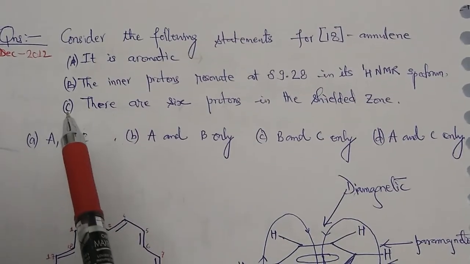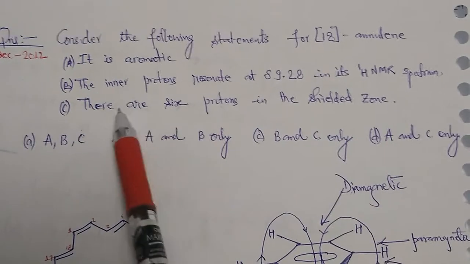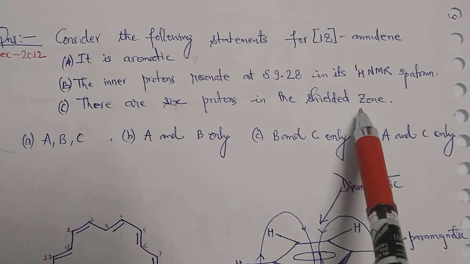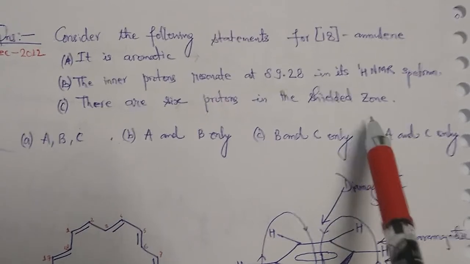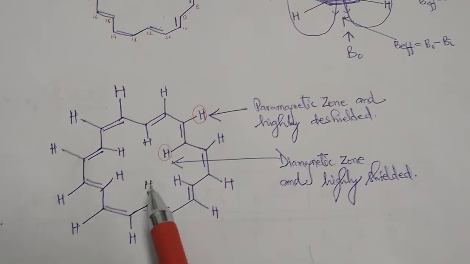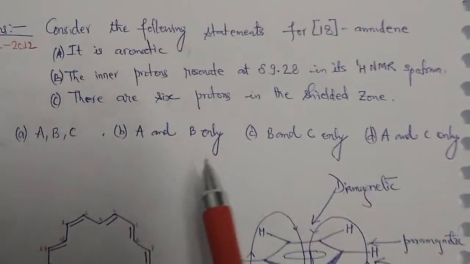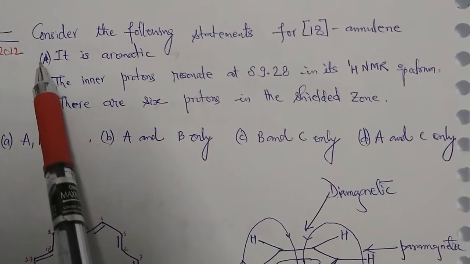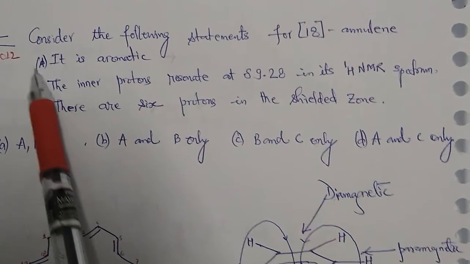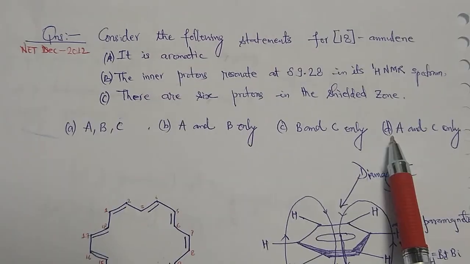Now consider option C: there are 6 protons in the shielded zone. If we consider the figure, we have 1, 2, 3, 4, 5, 6, so 6 protons in the shielded zone. Therefore, the correct statements are A and C, which is given in option D.